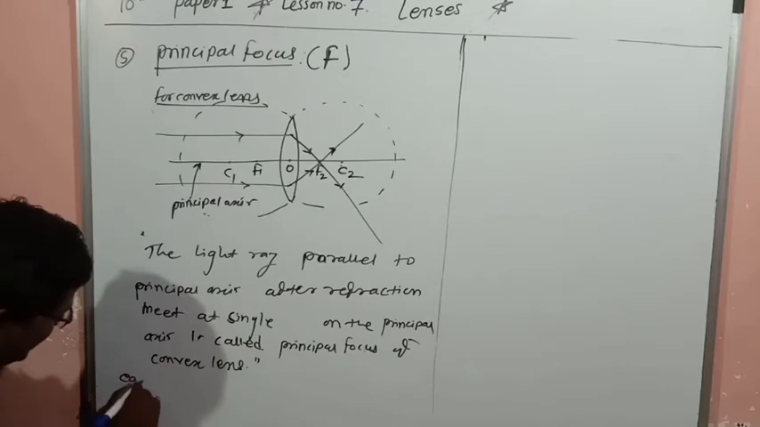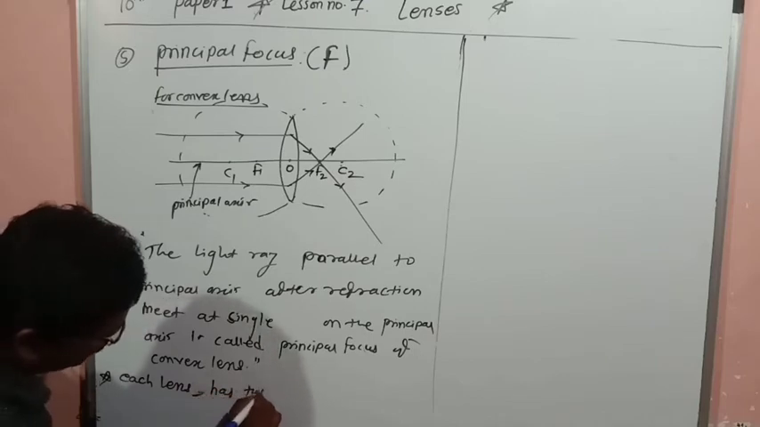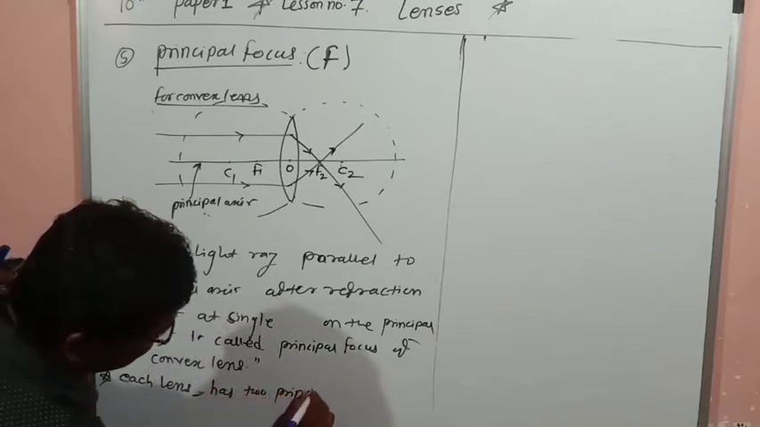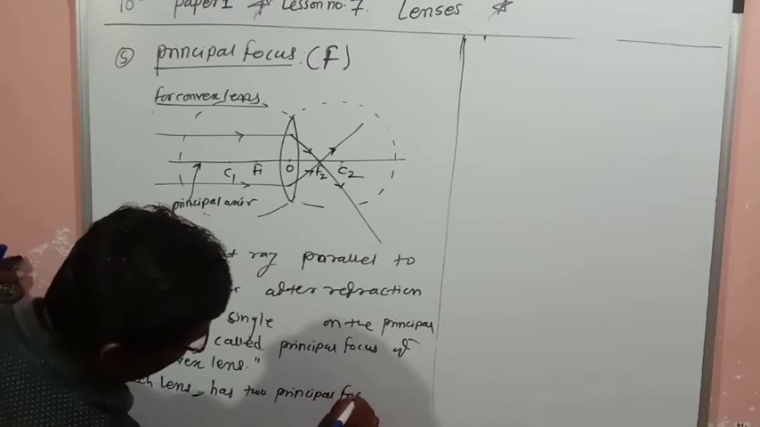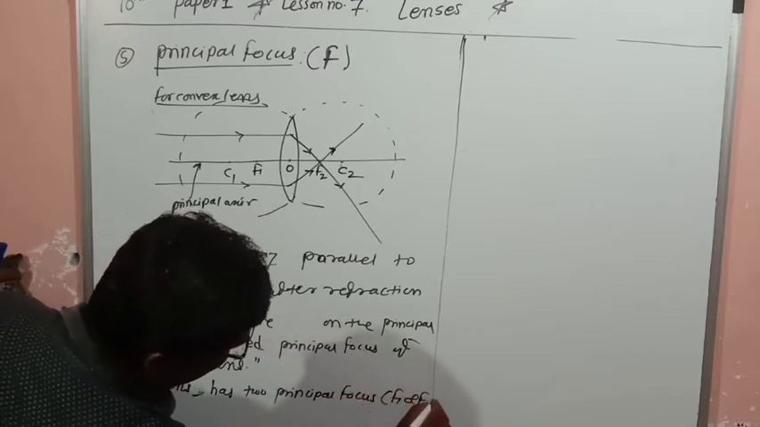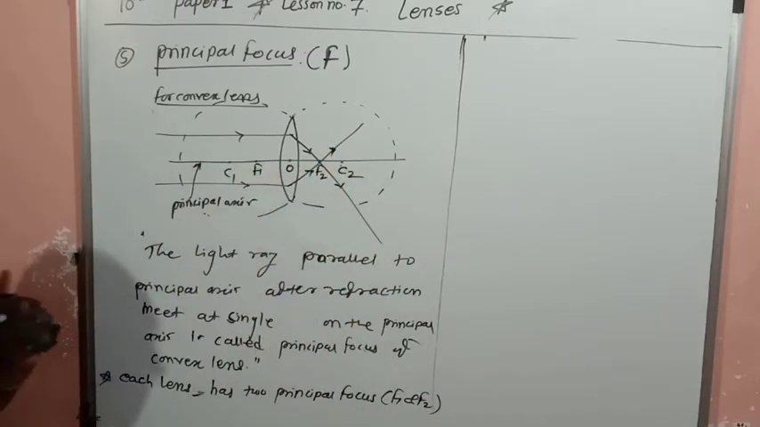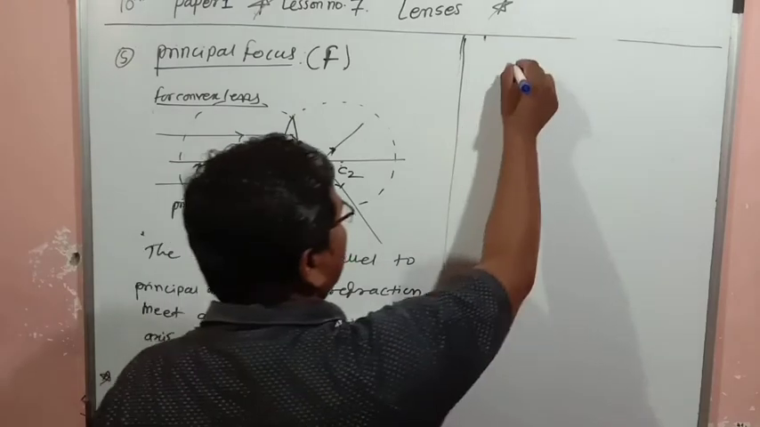And each lens has two principal focus, that is F1 and F2. If you take light rays from this side, they will meet here also. So like this way.